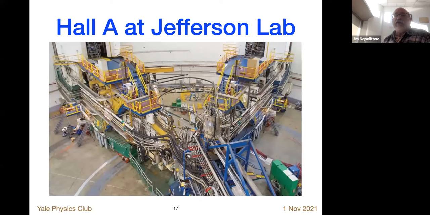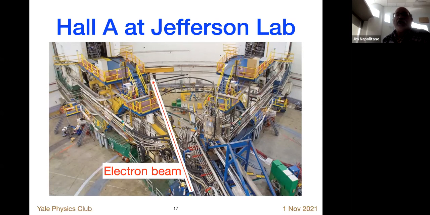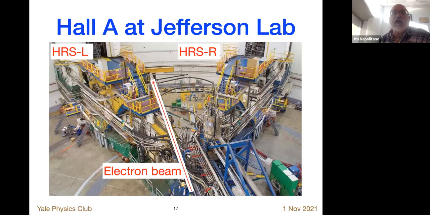For that, we make use of these nice spectrometers in the hallway at Jefferson Lab. I'll draw the electron beam there for you so you can see where that goes. The target that you want to scatter from is somewhere in here.